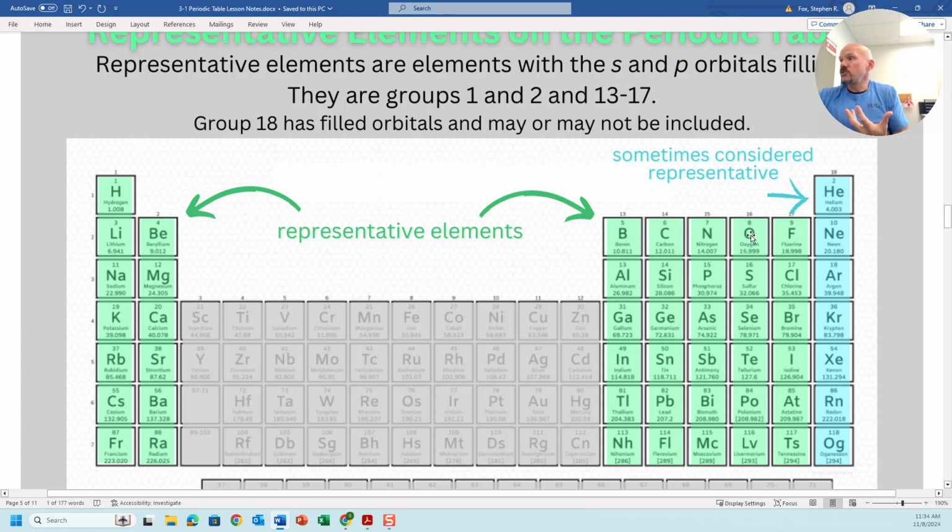So I know oxygen, sulfur, and selenium each have 6 valence electrons because they're in group 6A. I know boron, aluminum, and gallium each have 3 valence electrons. Why? Because they're in group 3A. I know all of these over here have 1 valence electron because they're in group 1A. The one exception to that is helium. Helium only has 2 valence electrons, but the rest of the noble gases in 8A have 8 valence electrons.